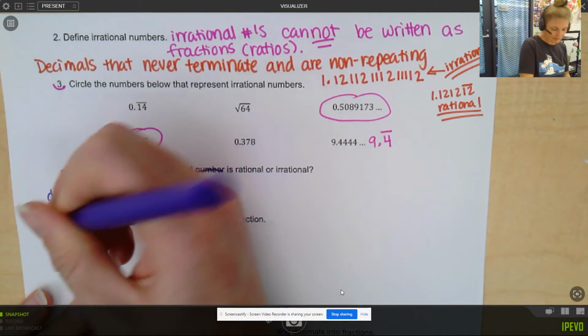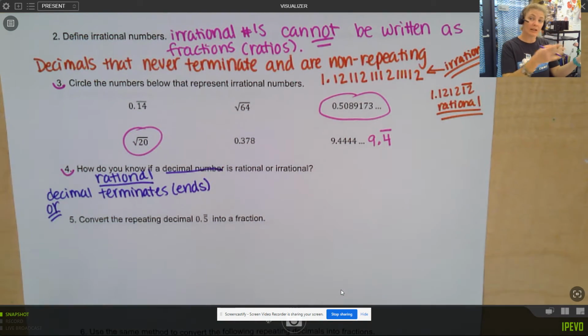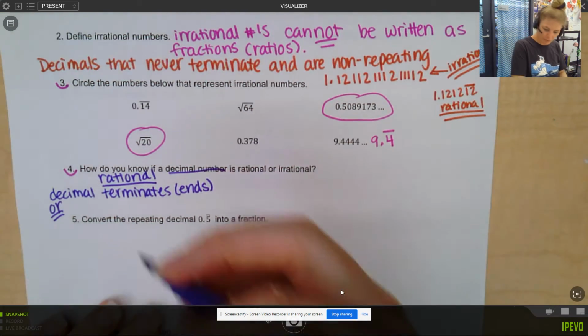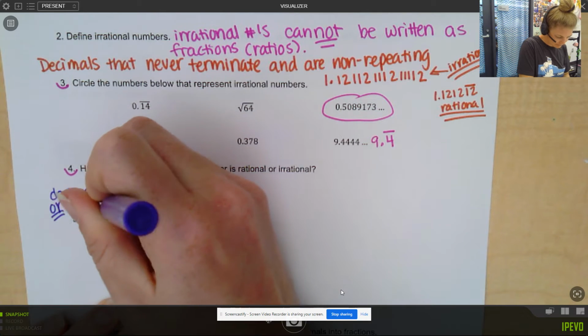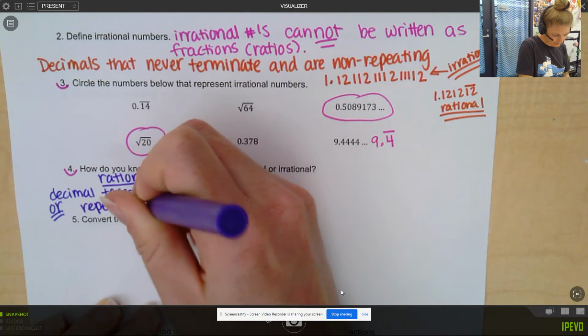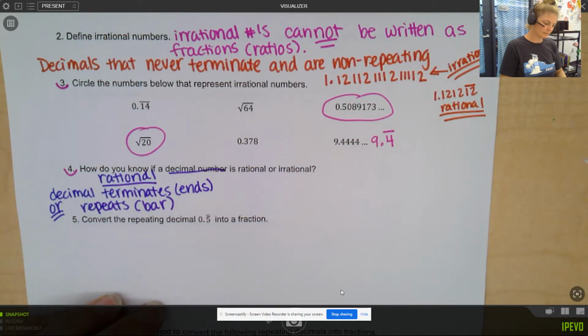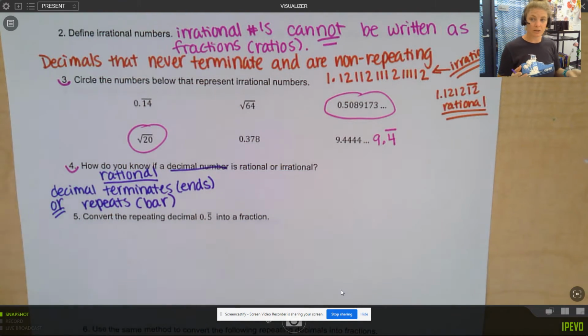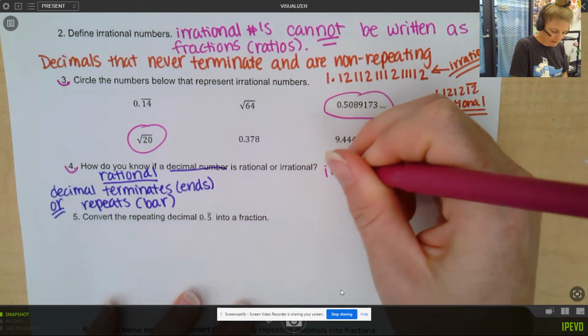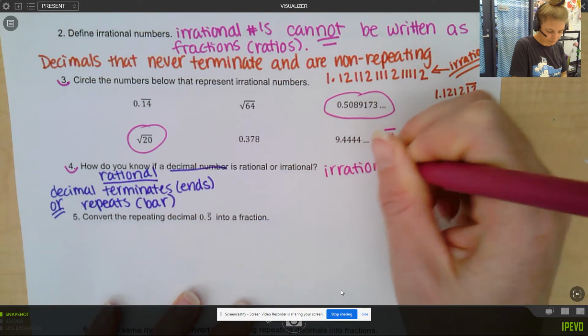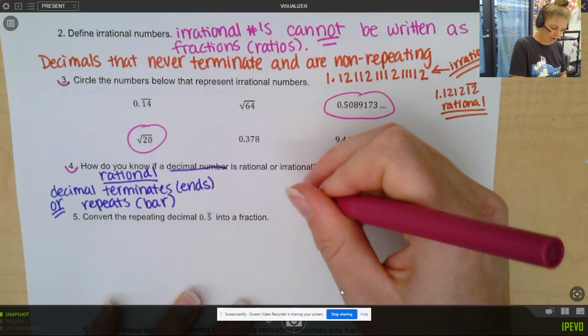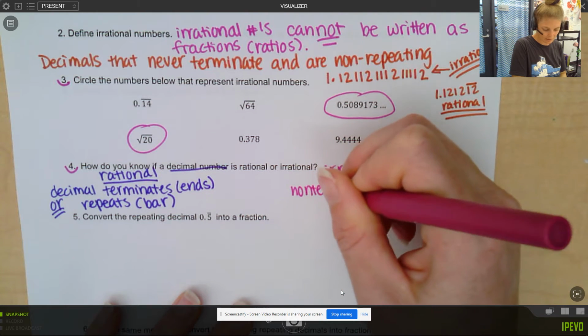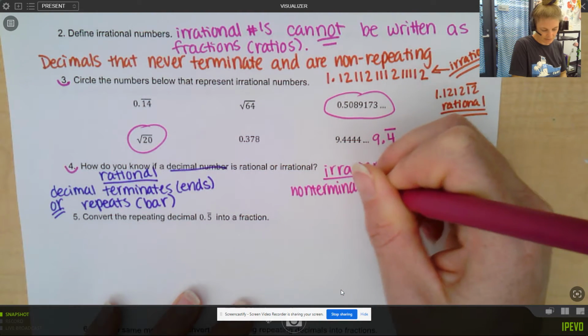Or it's an or situation. So maybe the decimal terminates, or it repeats. So maybe you have a bar over it. Okay, this is an or situation. Like if we went and got ice cream, you could have chocolate or vanilla, but you can't have both, right? It's an or situation. However, if you have an irrational decimal, you know that it's non-terminating, meaning it's not ending.